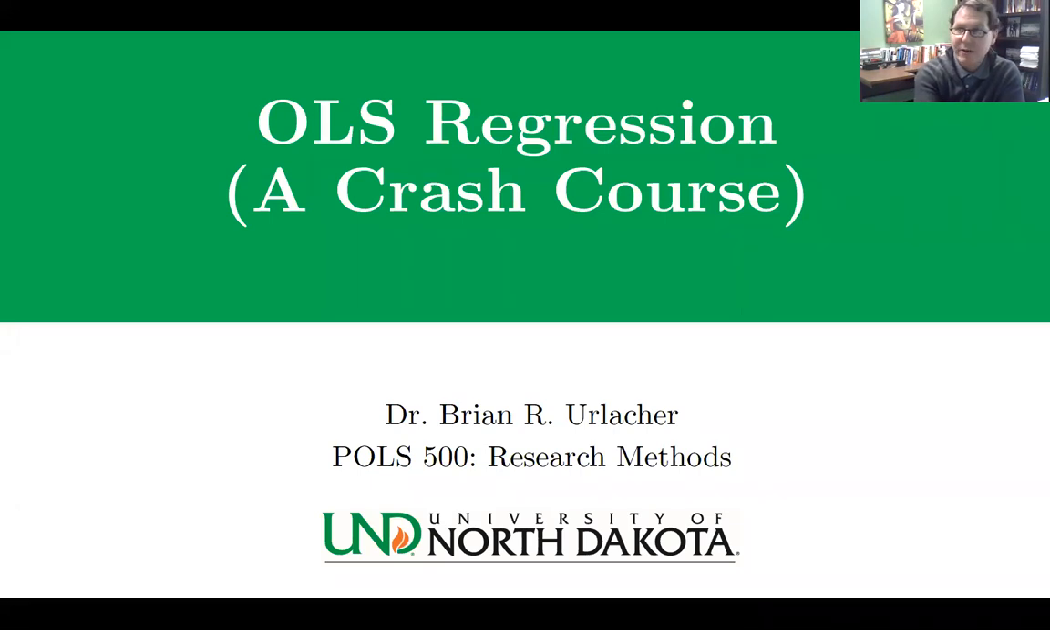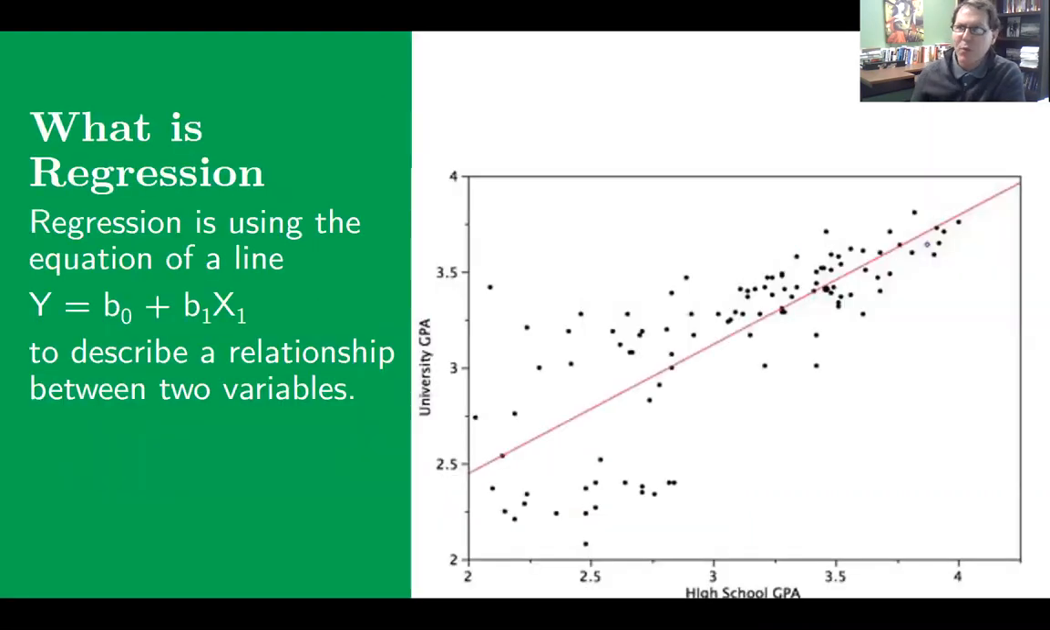And that's the goal today, to get us to a point where we can interpret and understand what's happening in these models. So let's begin with what regression is. Regression is a way of describing a relationship between two variables, right? Here I have a scatter plot of high school GPA on the x-axis, and on the y-axis I have university GPA. You might make a causal argument that if you did better in high school, maybe you'll do better in college.